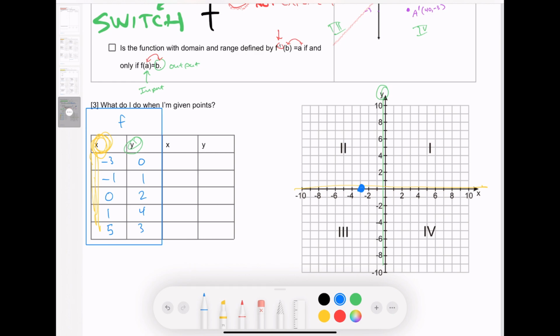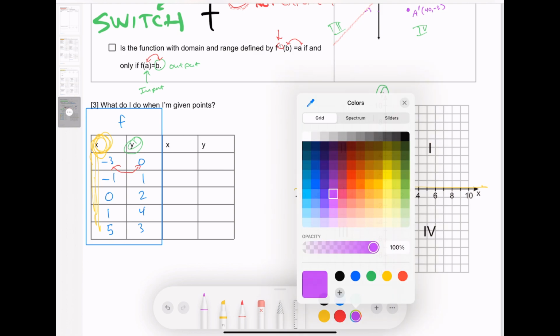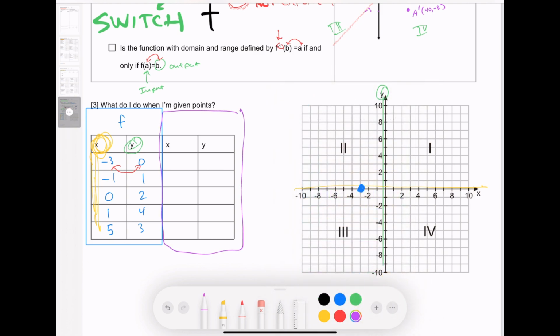Yes? Okay. We just learned about the inverse, and basically you would just switch these. So if I call this side in purple, I call it G. I'm going to switch the order pairs. So instead of negative 3 comma 0, what's my new order pair? 0, negative 3. Go ahead and switch all of those for G, and then I want you to graph both the F side in blue and G in purple.